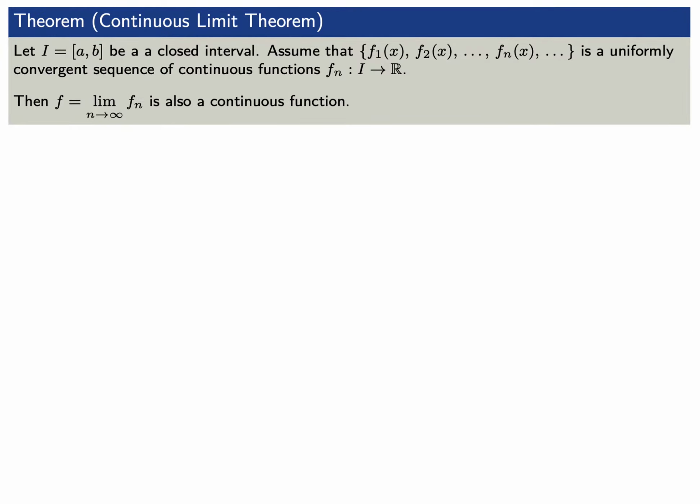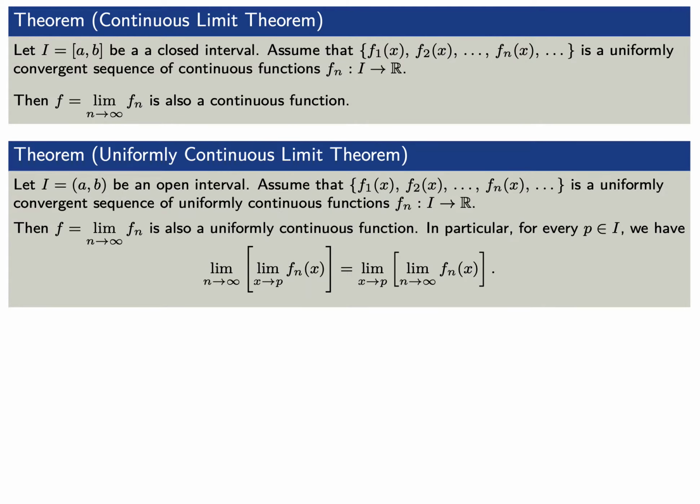We have a series of three results which explains the importance of having a uniformly convergent sequence. Again, let I be a closed interval and assume that the f sub n's is a uniformly convergent sequence of continuous functions on I. Then the limit f is also a continuous function.